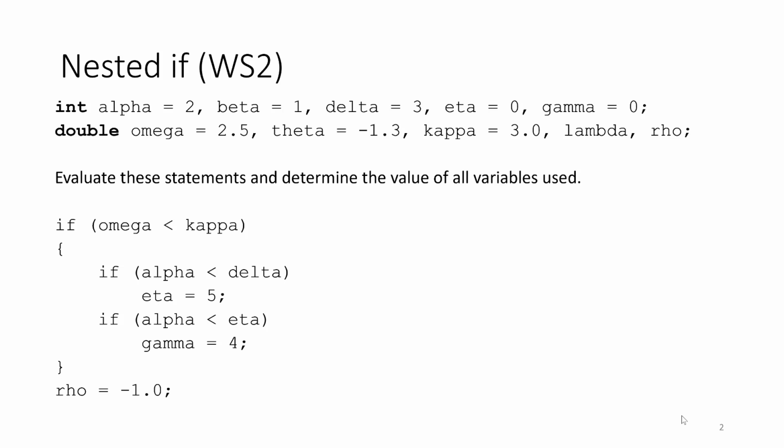First, we have the declaration of several variables, then the instructions to evaluate these statements and determine the value of all the variables used. Here are the Java statements. If omega is less than kappa, then if alpha is less than delta, eta is assigned the value 5. If alpha is less than eta, gamma is assigned the value 4. Then rho is assigned the value of -1.